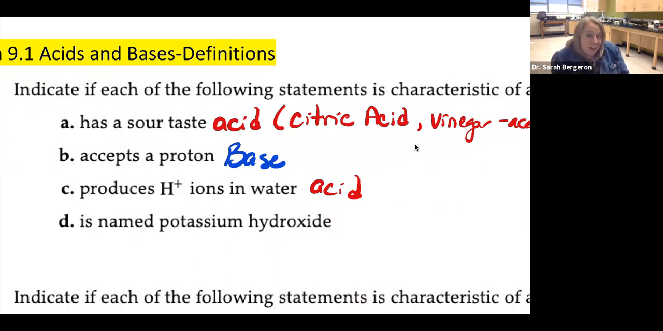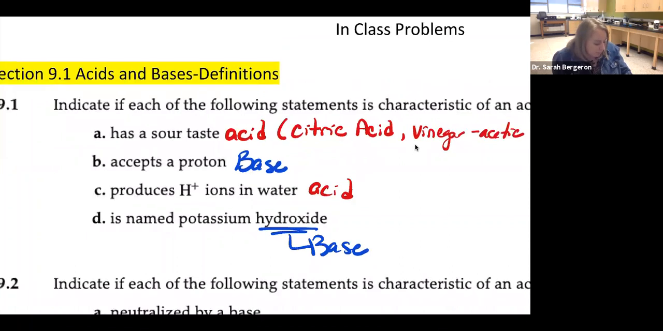So most acids are called acids. You'll hear it in their name. And a lot of times when you hear a base, not always, but a lot of times, you'll hear hydroxide. So this is a base, okay?